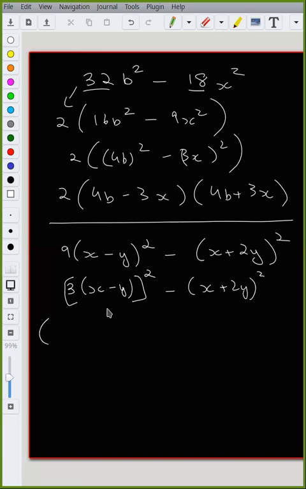What's the identity for a squared minus b squared? What is a squared minus b squared? I just told you. A plus b into a minus b. What happens to Ramya? Paki, continue. We'll do 3x minus 3y, the whole thing squared, minus the whole thing squared.